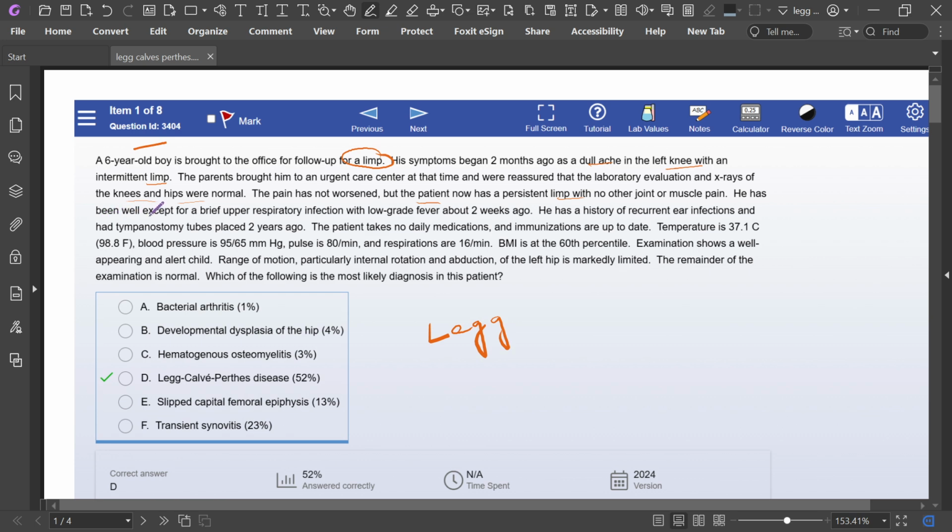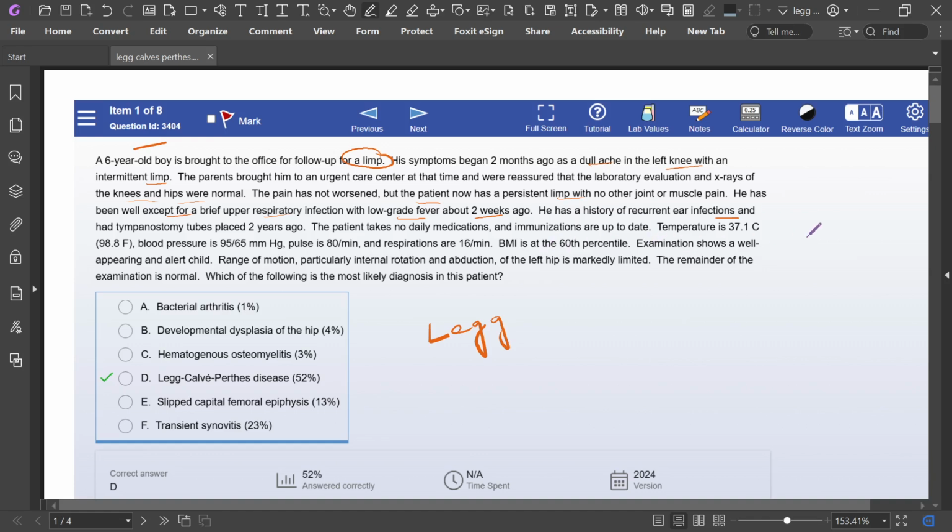He has been well except for a brief upper respiratory infection with a low-grade fever about 2 weeks ago. He has a history of recurrent infections and had tympanostomy tubes placed 2 years ago.